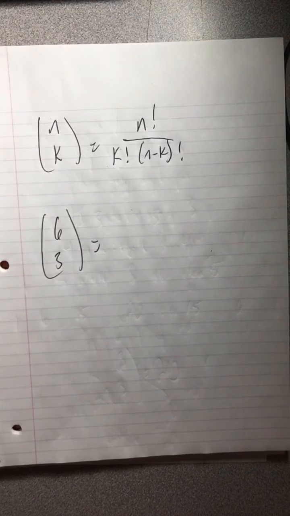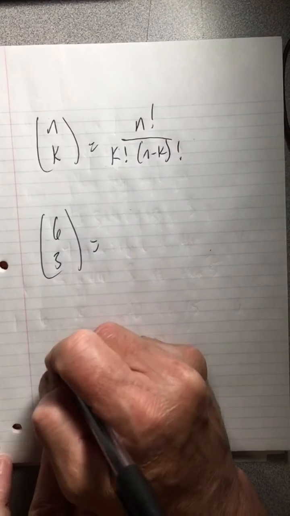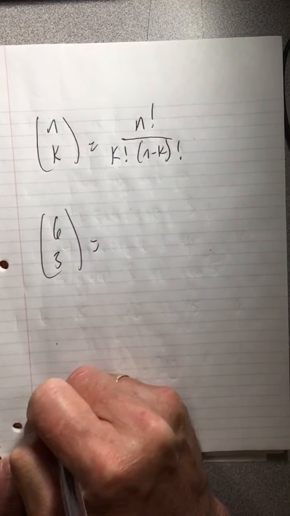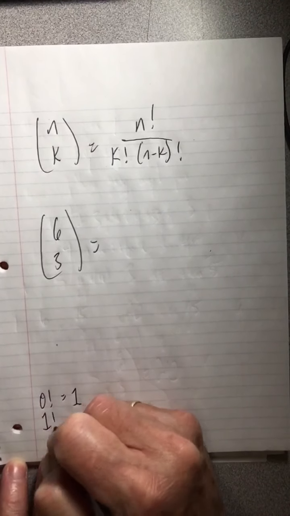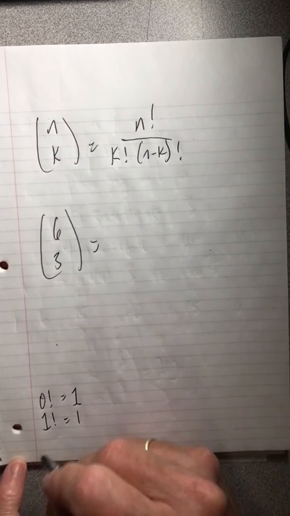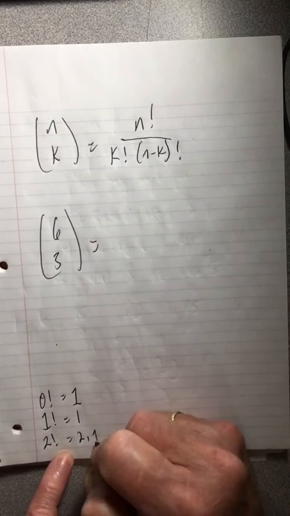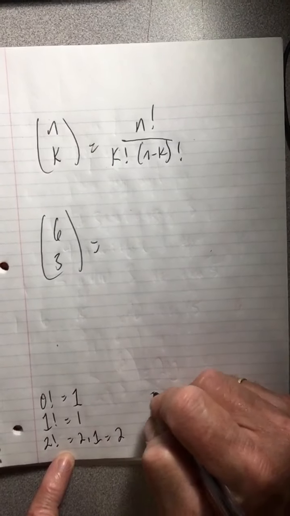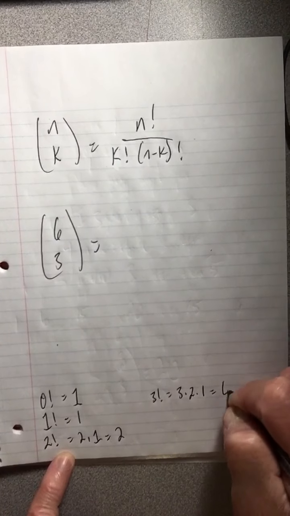So let's do it with the formula. Here's the formula, and you have to know what factorial means. 0 factorial is just defined to be 1. And 1 factorial is 1. And for any other factorial, you multiply all the whole numbers down to 1 together. So 2 factorial is 2 times 1, which is equal to 2. And 3 factorial is 3 times 2 times 1, so it's equal to 6.